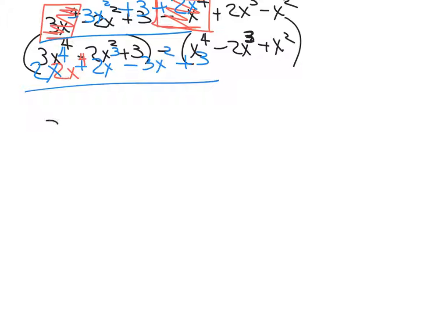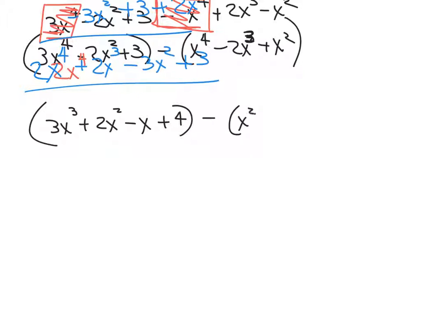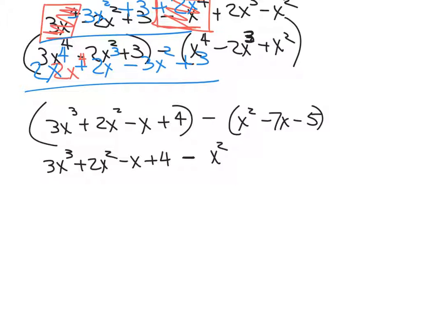Alright, so 3x cubed plus 2x squared minus x plus 4 minus x squared minus 7x minus 5. Alright, so we take the parenthesis off the first one completely. Because there's a minus sign, when we take the parentheses off, all the signs change.